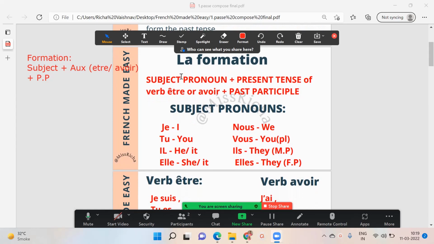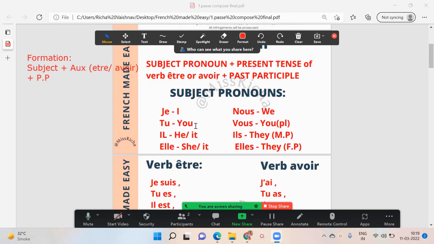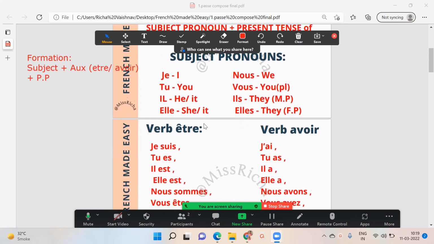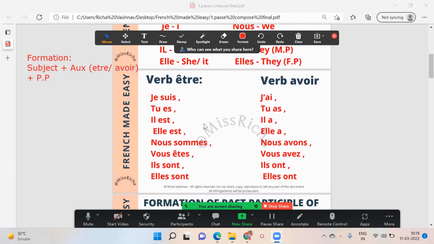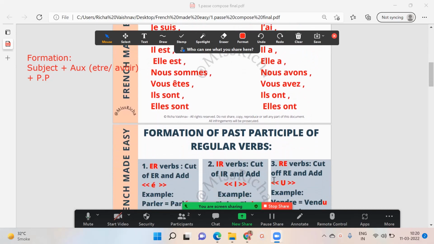Yeah, the formation is subject pronoun. Subject pronoun list also I have given here. Say with me: je, tu, il, elle, nous, vous, ils, elles. All right. So it is subject pronoun plus the present tense of avoir and être. That's je suis, tu es, il est, elle est, nous sommes, vous êtes, ils sont, elles sont. J'ai, tu as, il a, elle a, nous avons, vous avez, ils ont, elles ont. I hope this you all know.